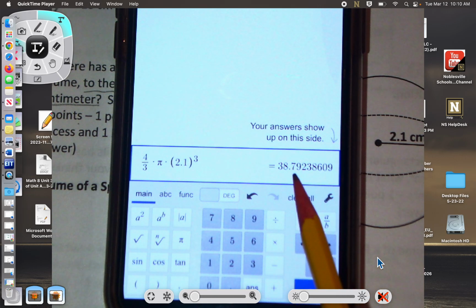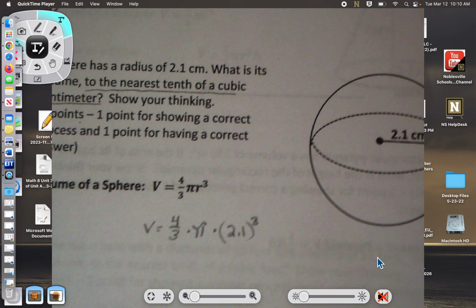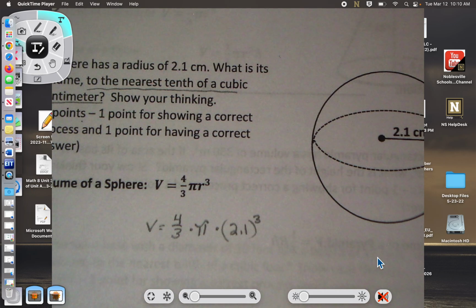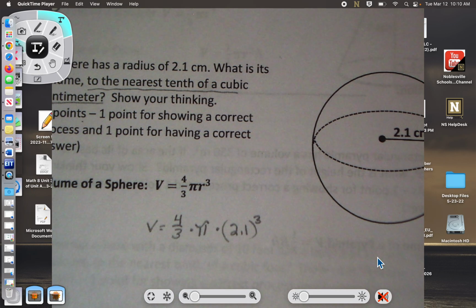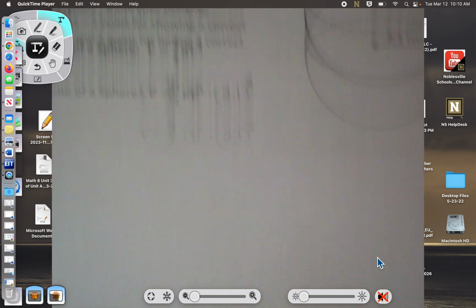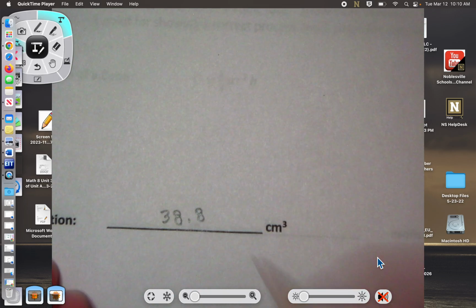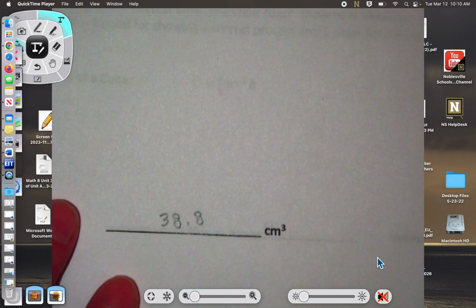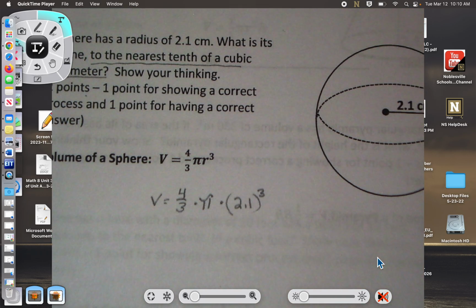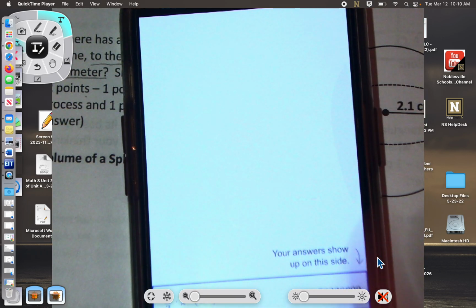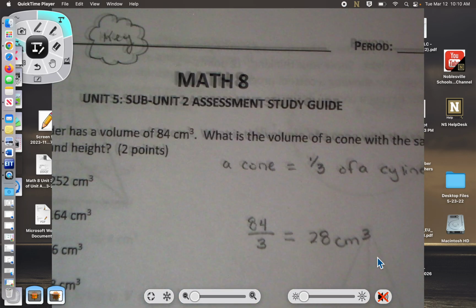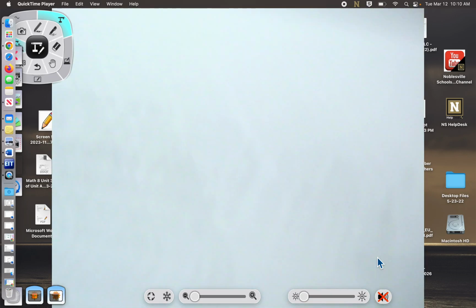And it says to the nearest tenth, so I'm going to look here at this 9 and say, oh, I need to round that 7 up to 8. So my answer is going to be 38.8 centimeters cubed, and I will write that down here, 38.8, right? So as long as you get the numbers in the right location, all you have to do is put them into your calculator, and it's right there for you. Okay, that's question 2. Let's go on to question 3.